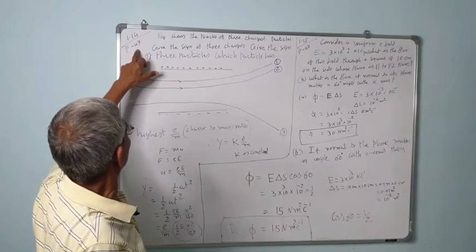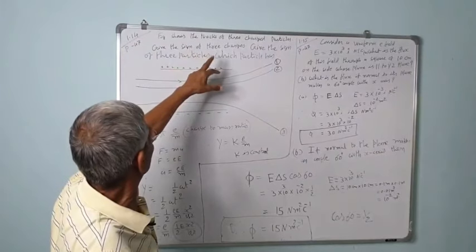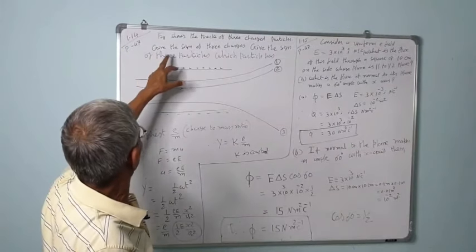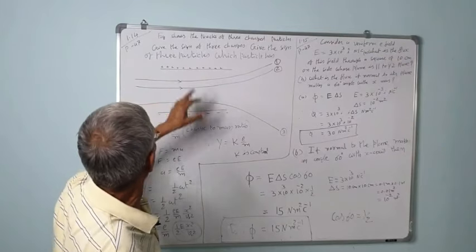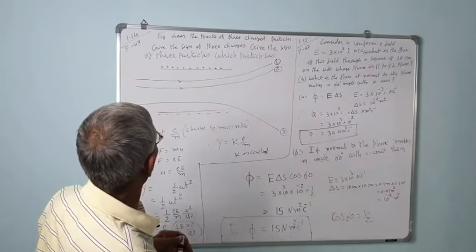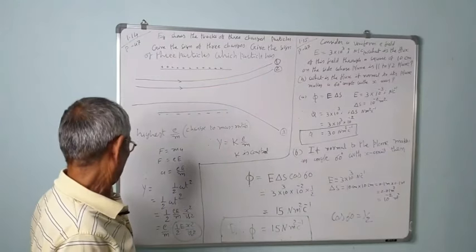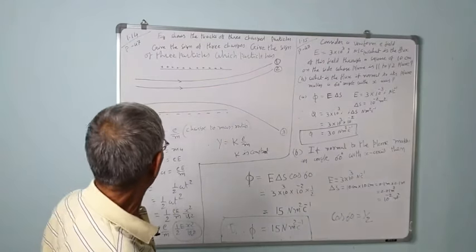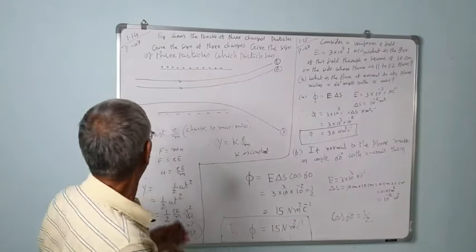Page number 47, this is also an exercise question. This figure shows the tracks of 3 charged particles. Give the sign of the 3 charges. Which particle has the maximum e by m? These charged particles are passed through a uniform electric field.